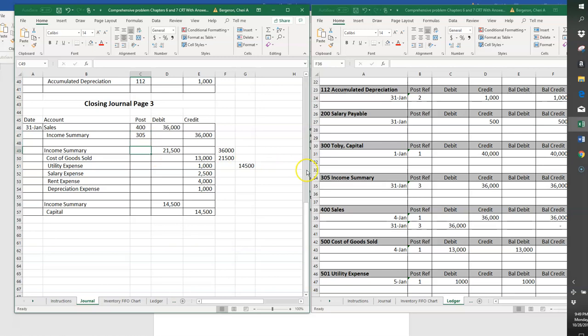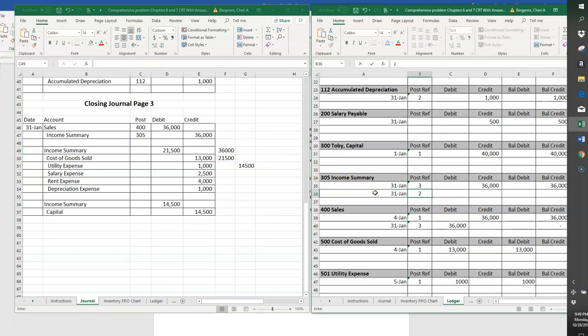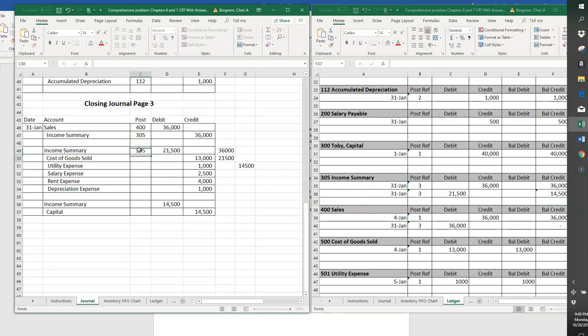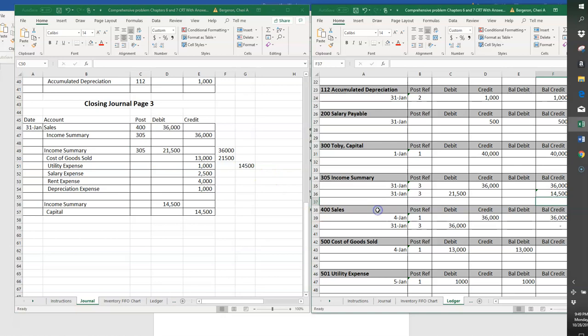All right, again, for income summary this time, from page 3, I debited it for $21,500. So right now it's holding a balance of a credit of 36 minus a debit of 21,500. So it's holding $14,500. That went to account number 305.